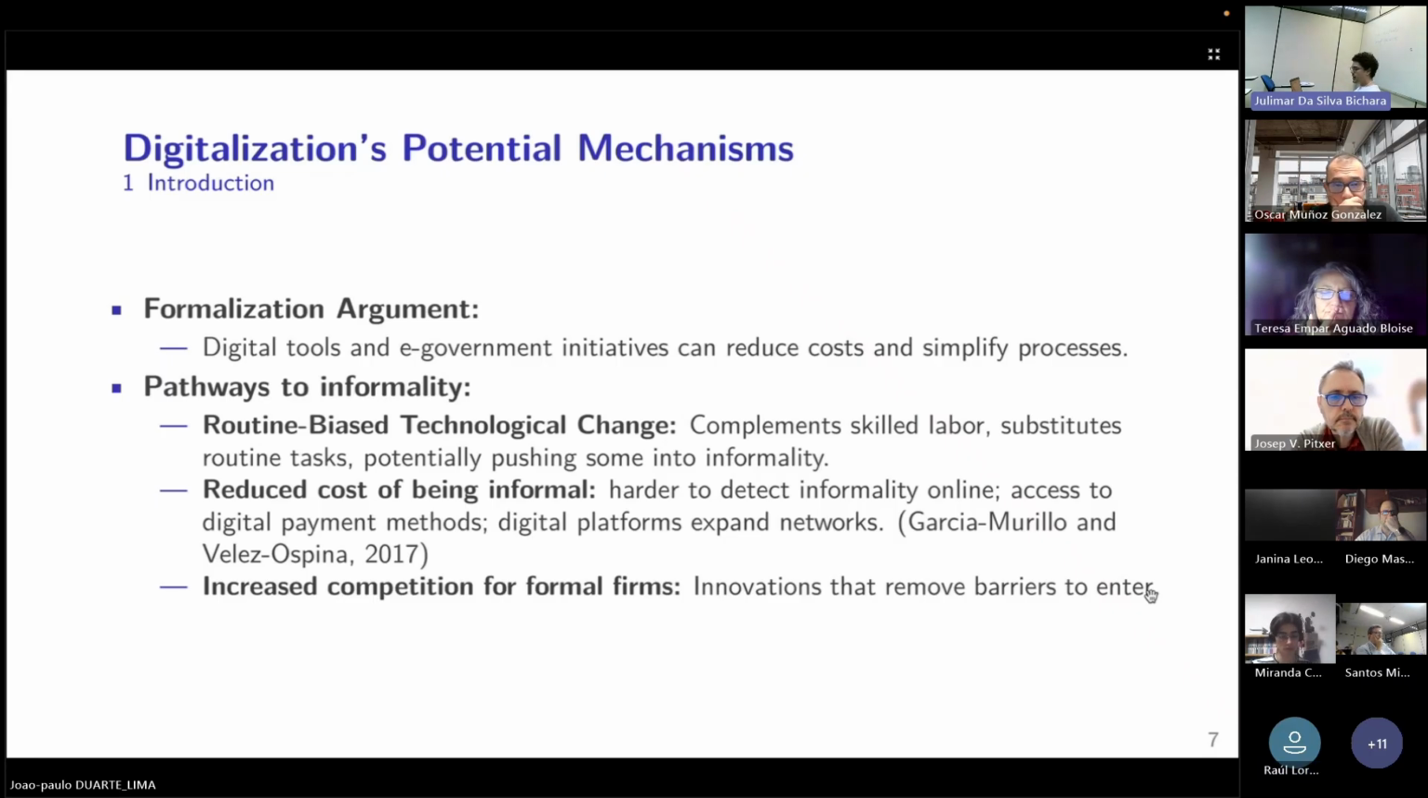You'll also have expanded networks with this growth, and access to digital payment methods. The cost reduction in digital tools may also reduce barriers to entry, because before only formal firms had access to some digital tools, and now those digital tools are very cheap and available to most of the population. This can make informal firms compete with formal firms, pushing some formal firms to hire informal workers.